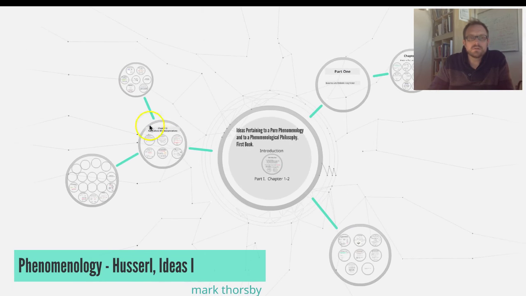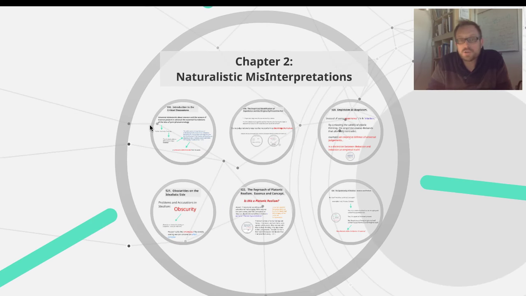In chapter 2, the name of this chapter is Naturalistic Misinterpretations. And fundamentally what Husserl is concerned with in this chapter, first and from the outset, is defending what he conceives of as phenomenology against certain misinterpretations that might come from a more naturalistic or empirical perspective.